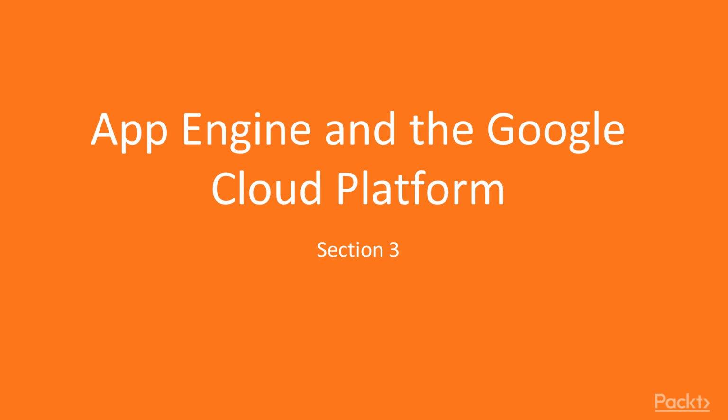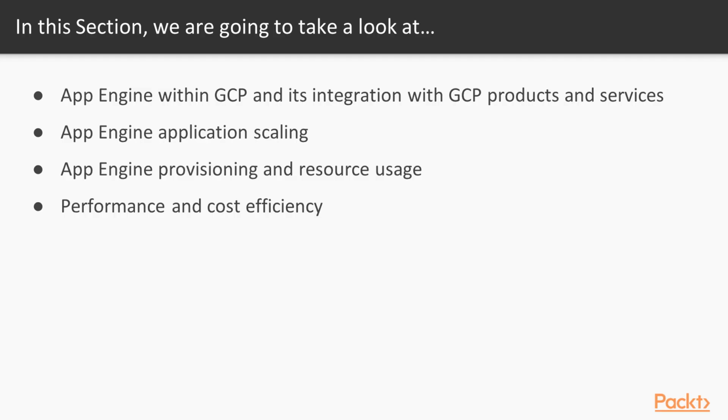App Engine provides a wide range of features that make scalability, load balancing, logging, monitoring, and security much easier than if we had to build and manage them ourselves. With that, in this section of the course, we'll see how App Engine sits within the whole of the Google Cloud Platform and see how it's integrated with other Google Cloud Platform products and services. We'll then shift our focus to scaling applications within App Engine and how this is so easily configured. We'll then discuss provisioning and resource usage on App Engine and how to design and configure an app for best performance on the most efficient cost schedule.